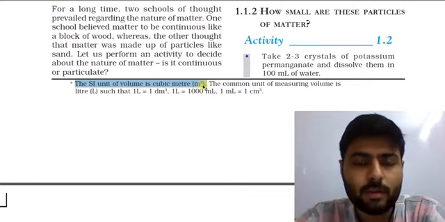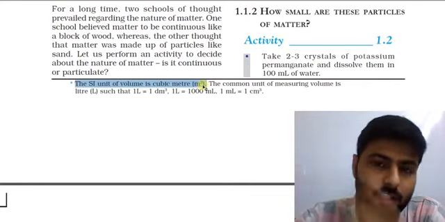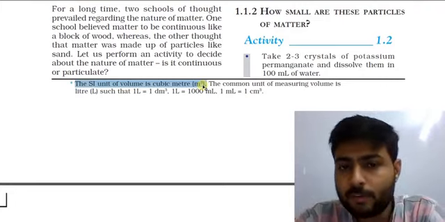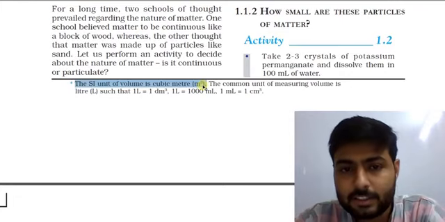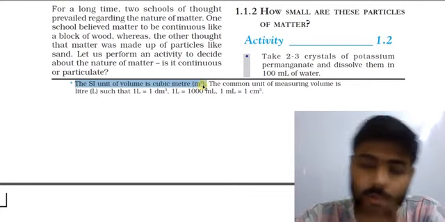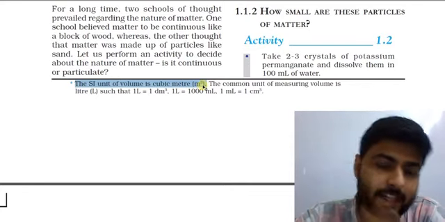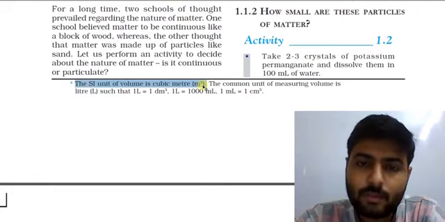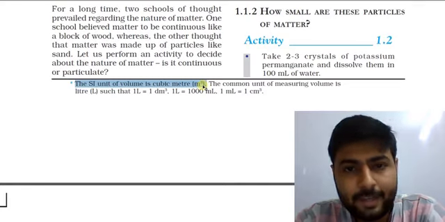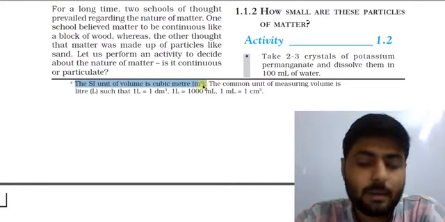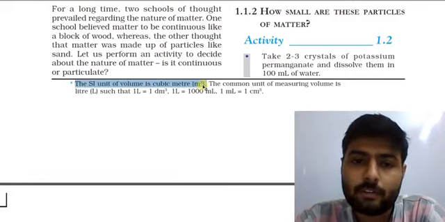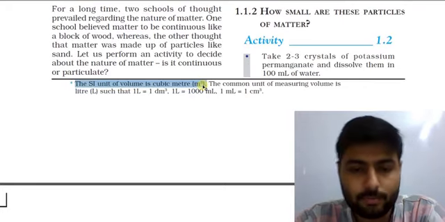Let's say we have a cube. And the volume of a cube, the formula for the volume of a cube is side into side into side. So the length of the side we measure in meter in SI unit. So we have meter into meter into meter, that is meter cube. So we have the SI unit of volume, that is meter cube.